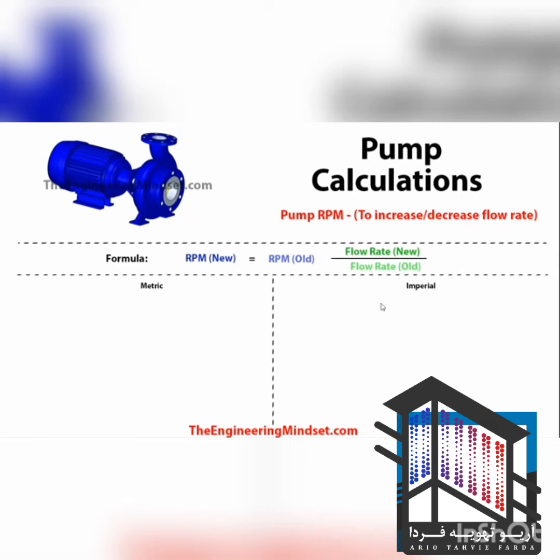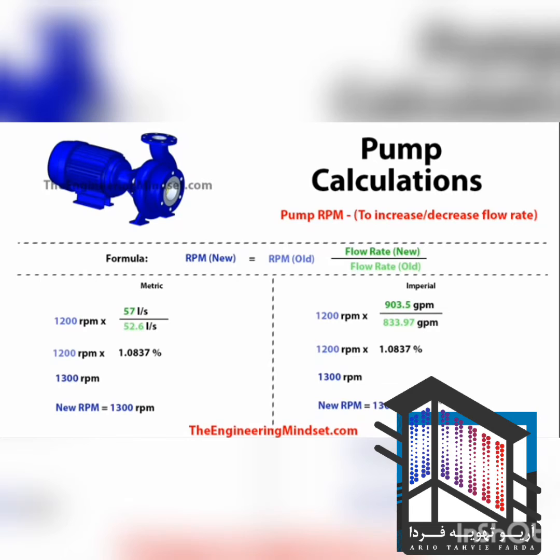Now the next one we'll look at is the pump RPM, the revolutions per minute. So if we were to increase or decrease the flow rate, what RPM would we need to achieve that? And we can use this formula here to find that out. So the new RPM, revolutions per minute, equals the old RPM multiplied by the new flow rate divided by the original flow rate. And if we add those figures in there, you can see here that these two units of measurement cancel out, and so that leaves you with a ratio or percent. And so you multiply these out together, and that will bring you down to 1,300 RPM.